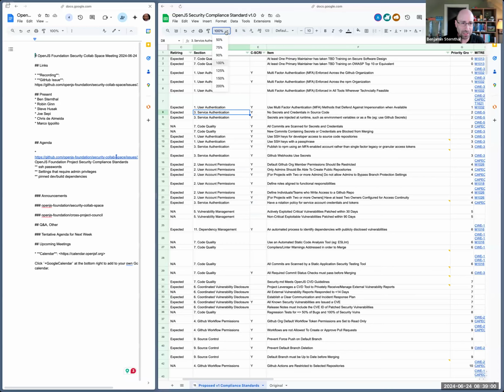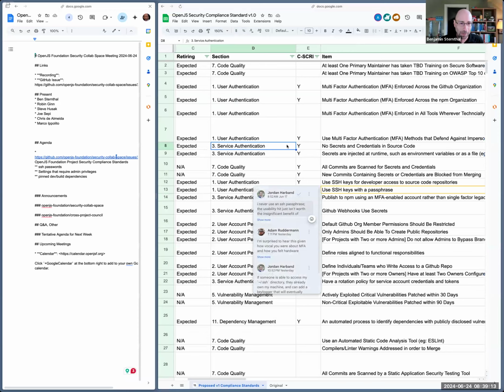Is this big enough for folks? Can you actually read this, or are you just following along at home? I want to say it's definitely not readable for me, but I also have the document open. Okay, likewise.